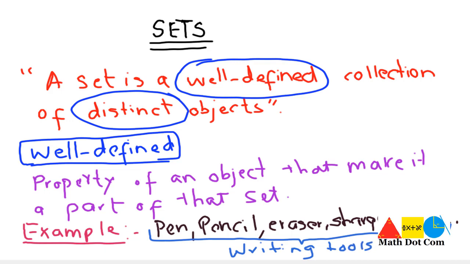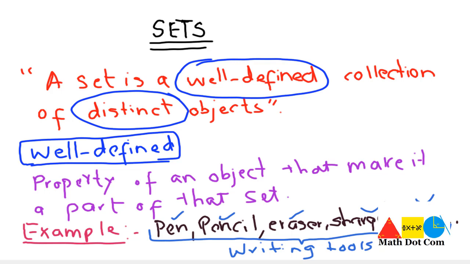Now it is clear from here that these objects, what are the objects here? Pen, pencil, eraser, sharpener, ruler, these are all the objects of the set. And these are all showing a specific property, that is, they are all writing tools, all the tools that you need while writing. It means we can enclose them in a set of writing tools. It means this is a well-defined set, as it is defined by the name of writing tools, as all of these have a specific property that they are representing.